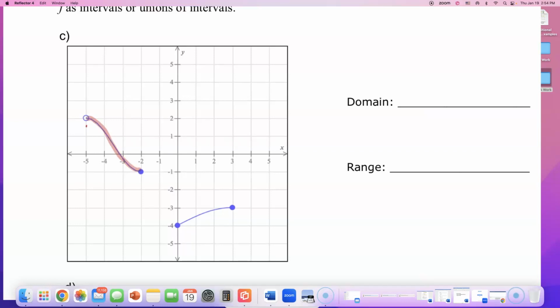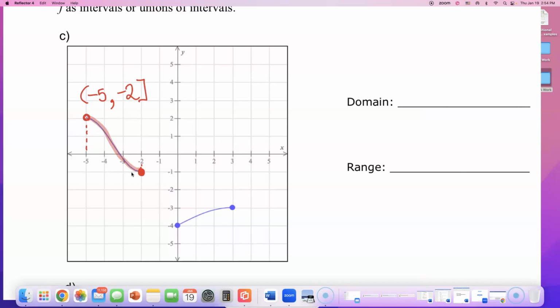It starts from -5, right? So the domain for this red piece is -5, comma. But you notice that I'm using a parenthesis because we have an open circle, right? And where does this red piece stop? At -2. But at -2, you guys notice that we have a closed circle. So draw a bracket. So that's the domain of this red piece.